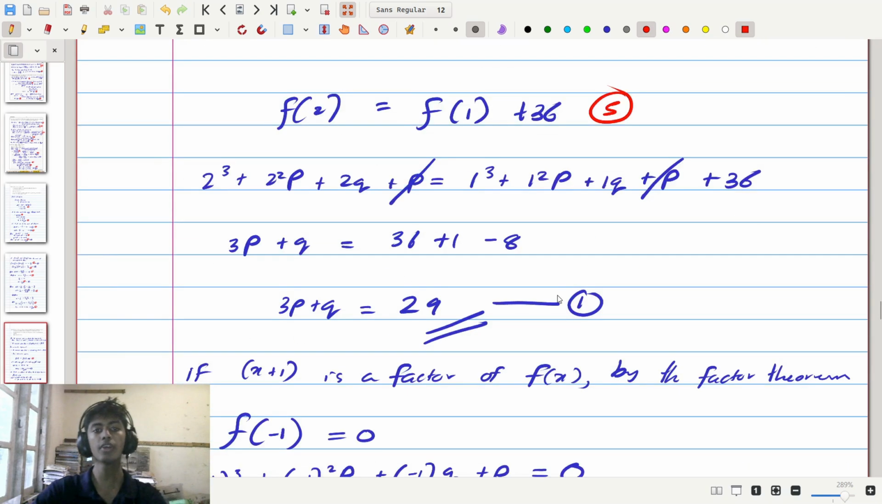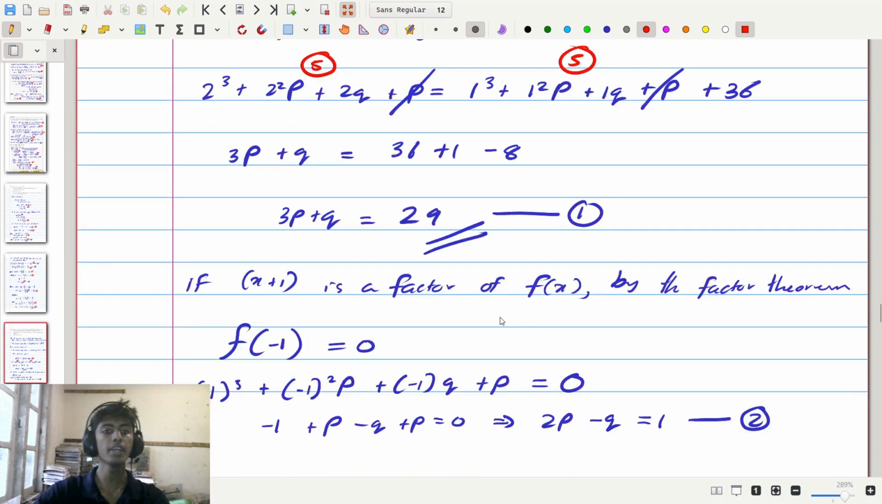Now after this, when you correctly substitute f of 2 by substituting x equals 2, and then you get this expression right here, you get 5 marks. And similarly, when you correctly substitute f of 1 and get this expression right here, you get 5 marks. Now after this, when you simplify down, in order to get 3p plus q equal to 29 as the final answer for that part of the question, you get another 5 marks.